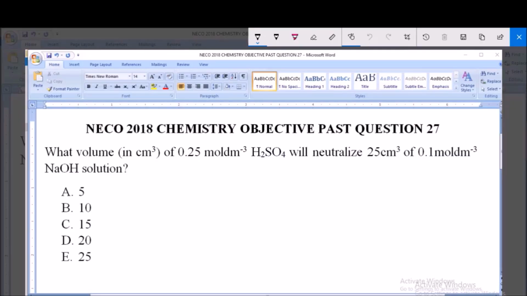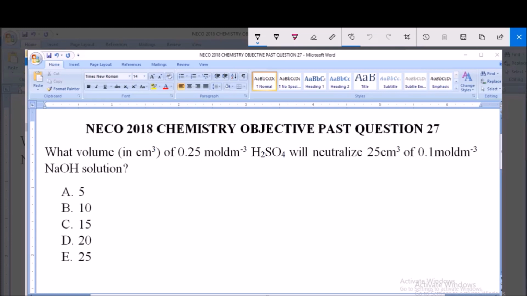I will be answering NECO 2018 Chemistry Objective Past Question 27. What volume in centimeter cube of 0.25 mole per dm cube of H2SO4 will neutralize 25 centimeter cube of 0.1 mole per dm cube NaOH, that's sodium hydroxide solution? A 5, B 10, C 15, D 20, and E 25. So in essence, they're asking us to find the volume of the acid, that's tetrahydrosulfate 6 acid, that will neutralize 25 centimeter cube of 0.1 mole per dm cube of sodium hydroxide solution.